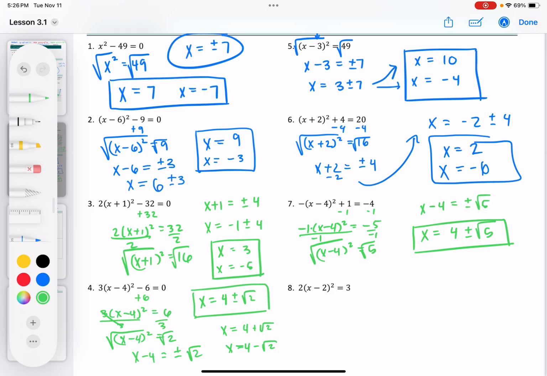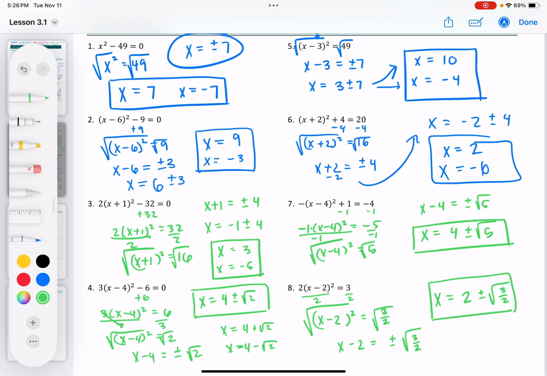Okay, number 8, let's do our last one. So before we can square root, we have to get rid of the 2. Then we have x minus 2 squared equals 3/2. Okay, at this point we are okay to square root. And we get left with x minus 2 equals a positive or a negative square root of 3 over 2. And then our last step is to add our 2 over. So we'll get 2 plus or minus square root of 3/2. Okay, so that is all the practice problems.